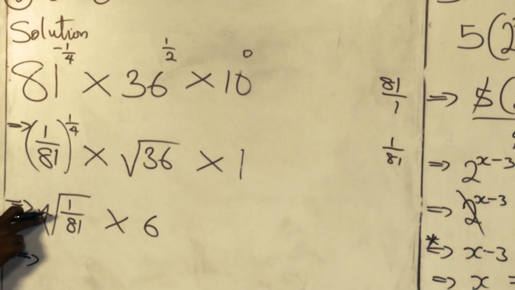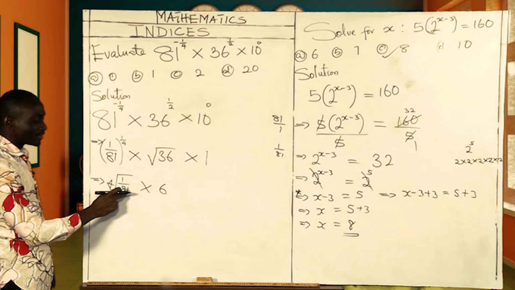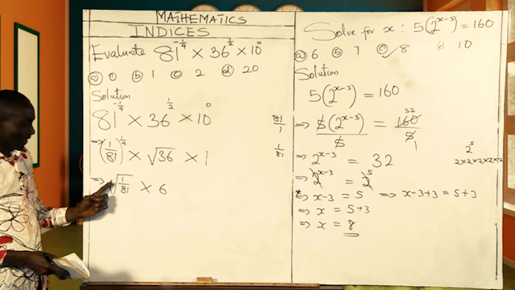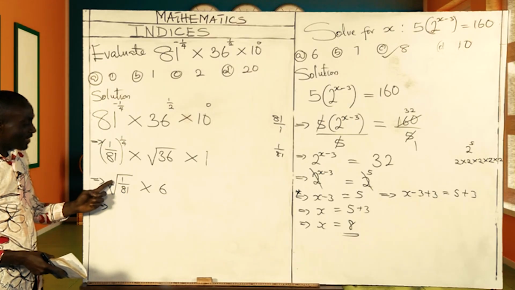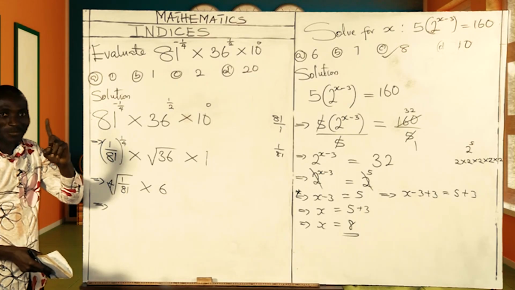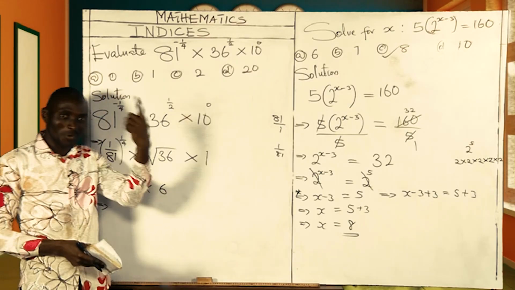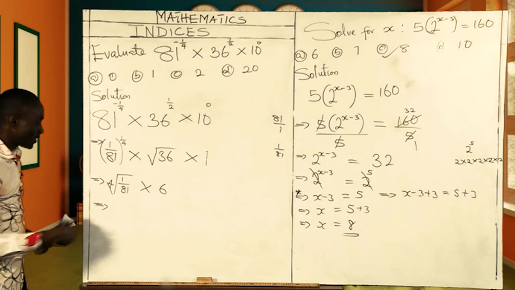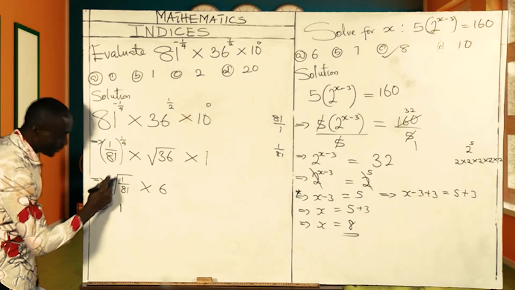4th root of 1 over 81 is what? What is the number that will multiply itself 4 times to give us 1? That number is 1. 1 times 1 times 1 times 1 will give us 1. So it means we have 1 for this.